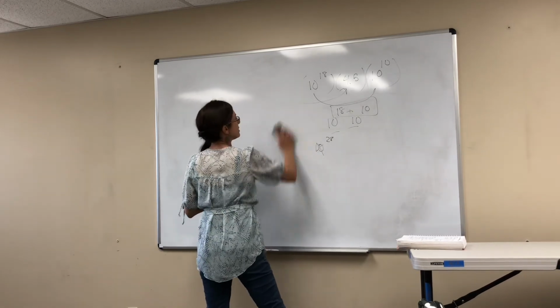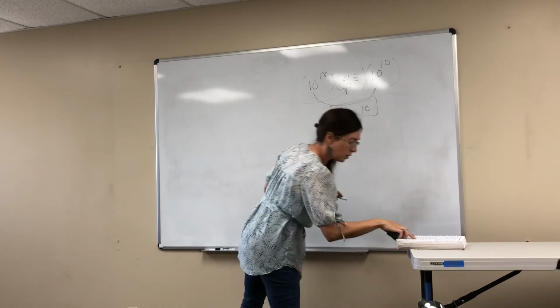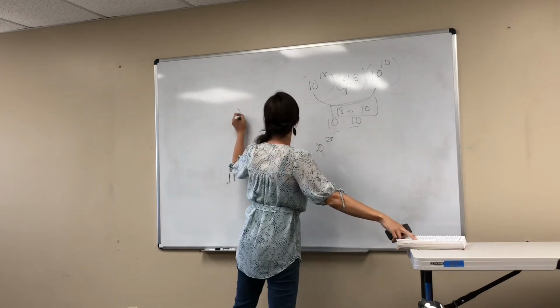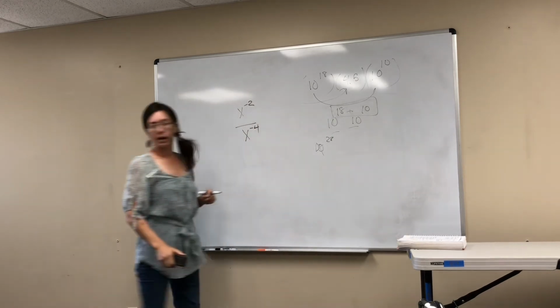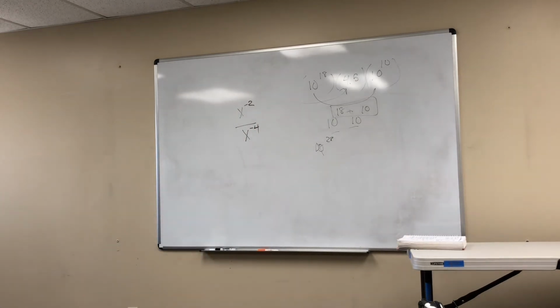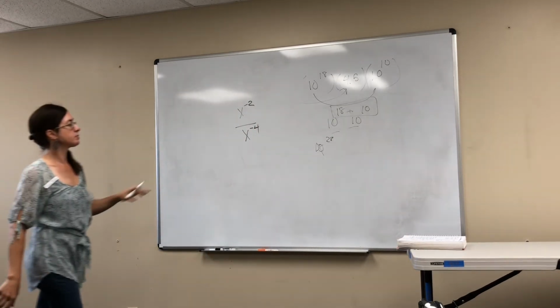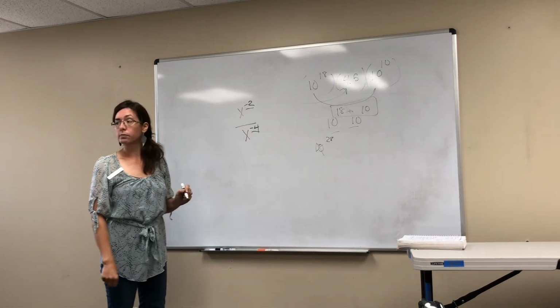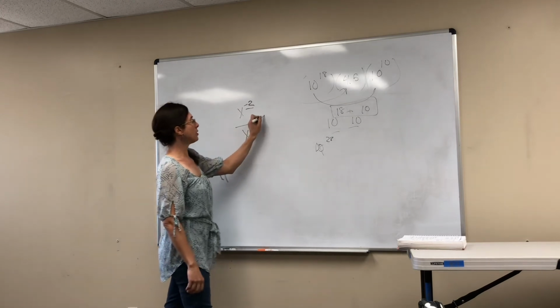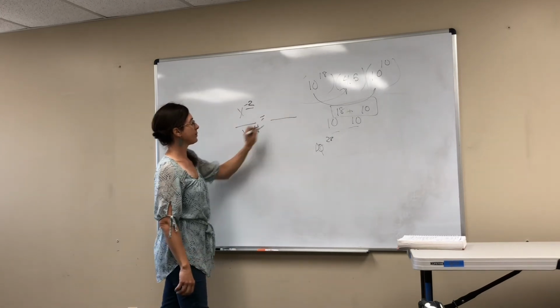Let's look at x to the negative 2 over x to the negative 4. How would you rewrite that? What's the problem? The negative exponents are the problem, correct? So I'm going to rewrite this as what?